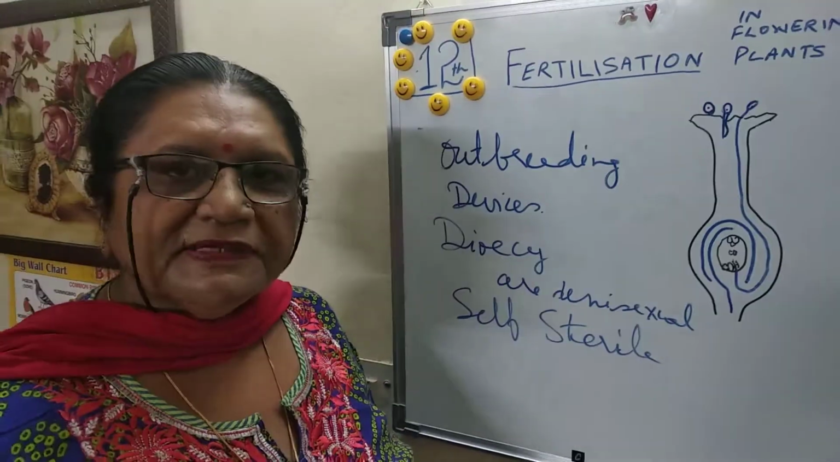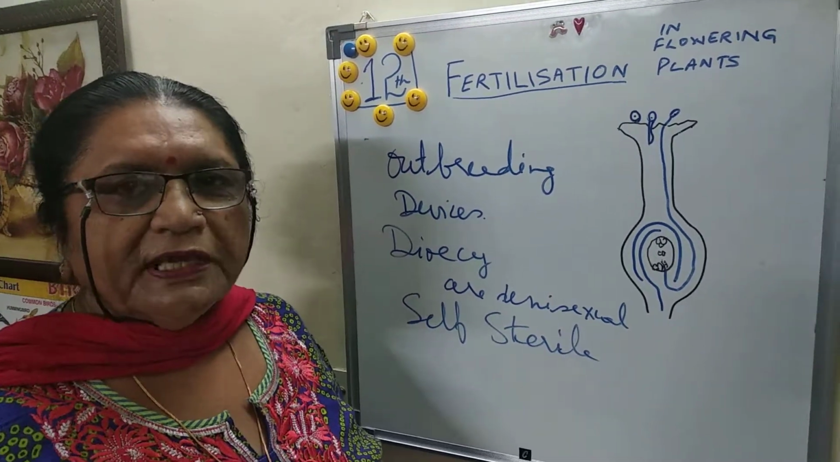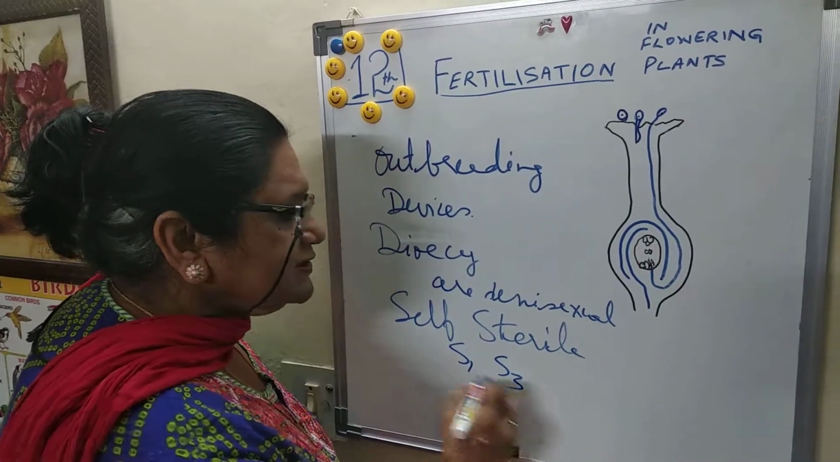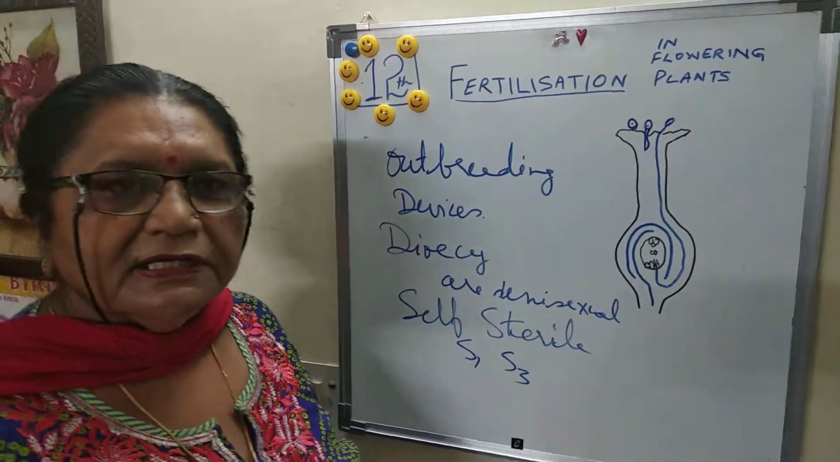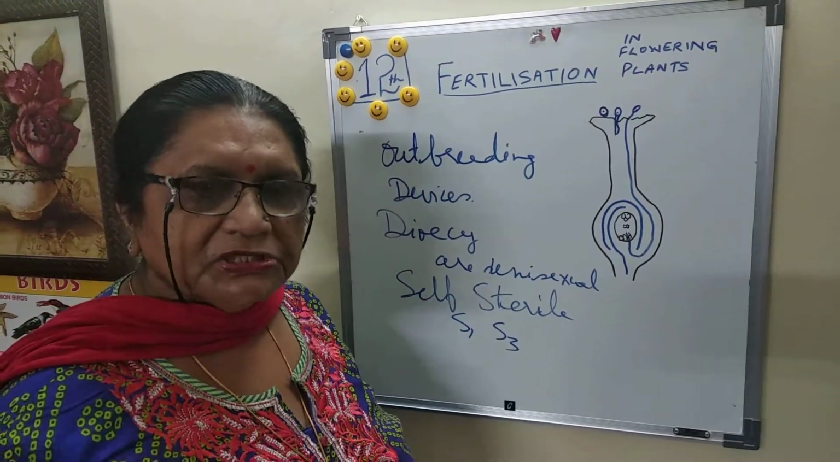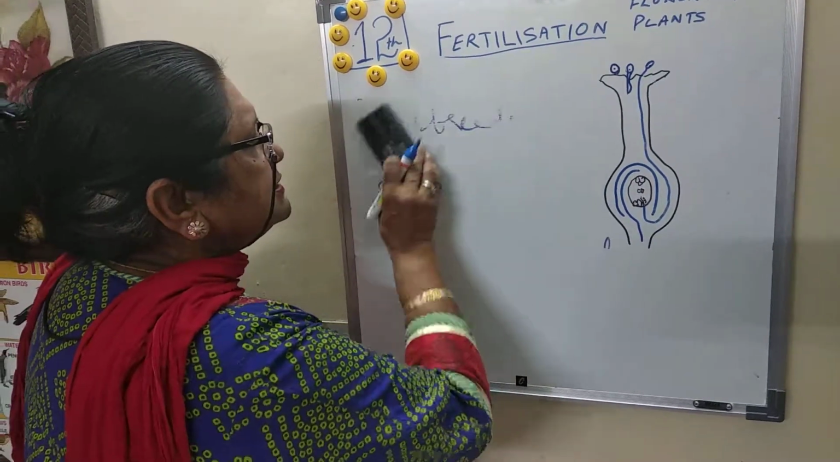Certain genes present in the pollen grain as well as the pistil are incompatible for fertilization, that is S1, S3 genes. So this condition is called self-sterility and it prevents self-pollination. The third device is called dichogamy.